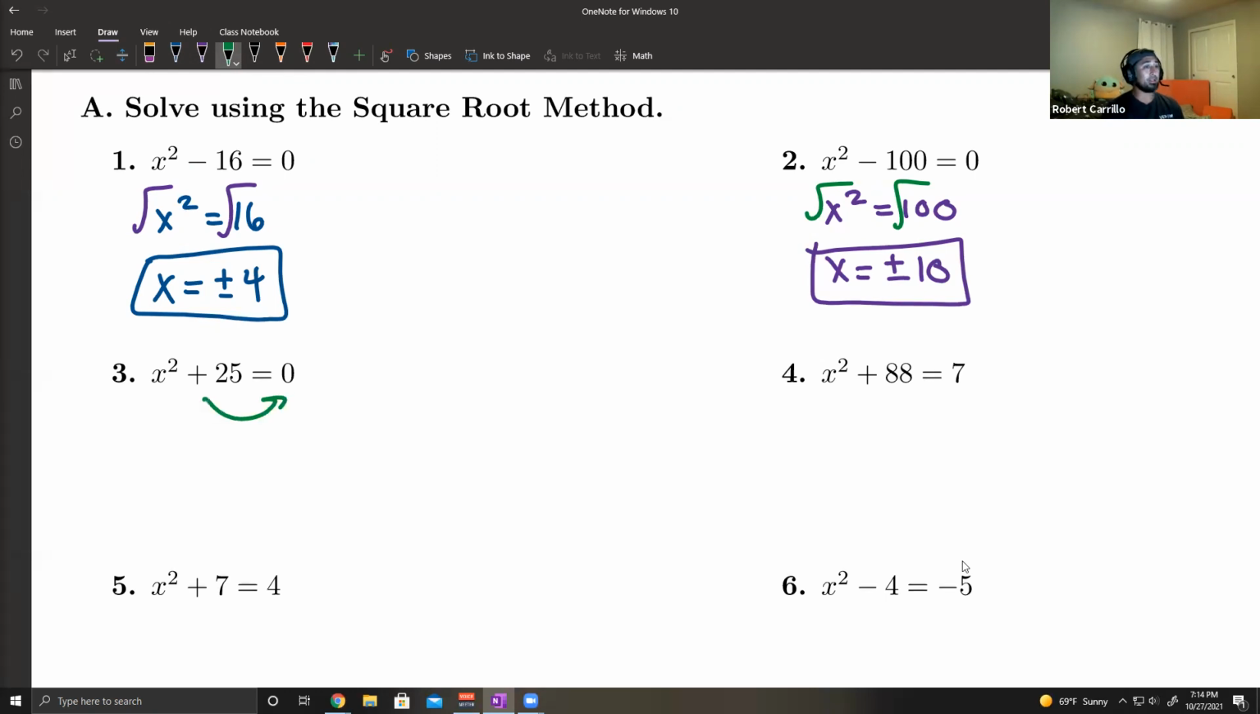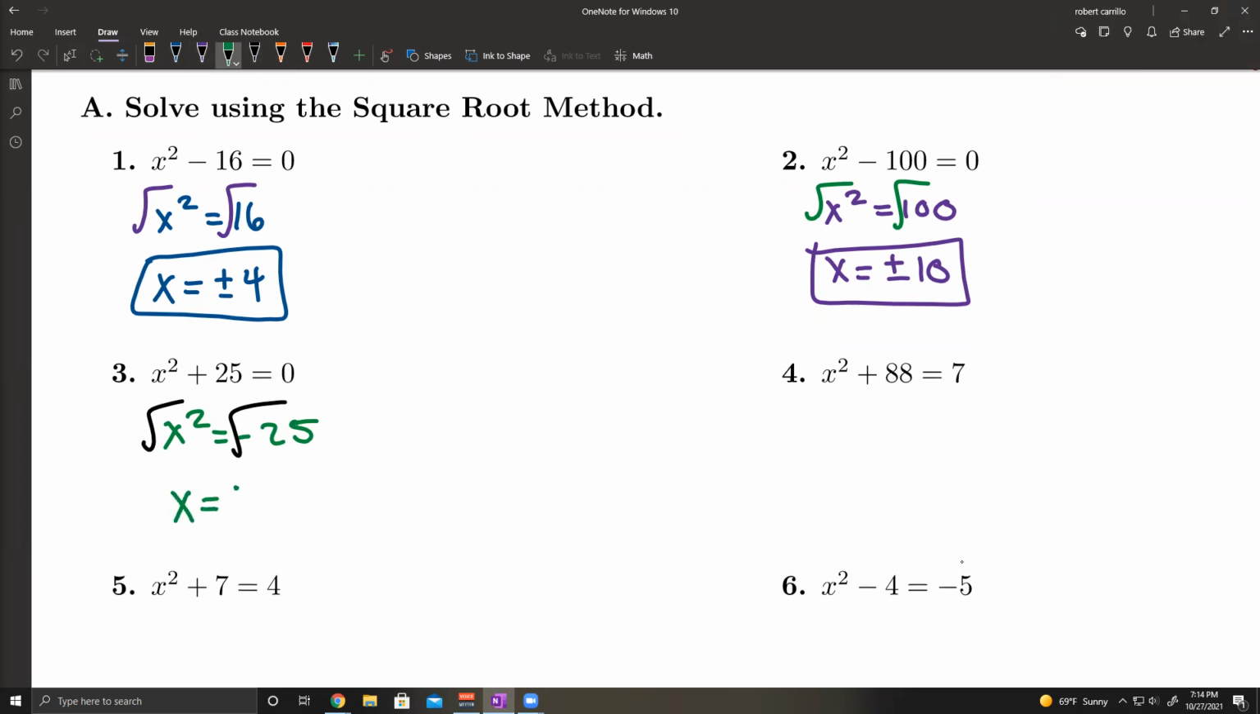All right. So 3, x squared plus 25. Of course, subtract that 25 to the right side and get x squared equal to negative 25. And then square root both sides. But what happens when you square root a negative number? You get an imaginary number. You have to put an i in front.